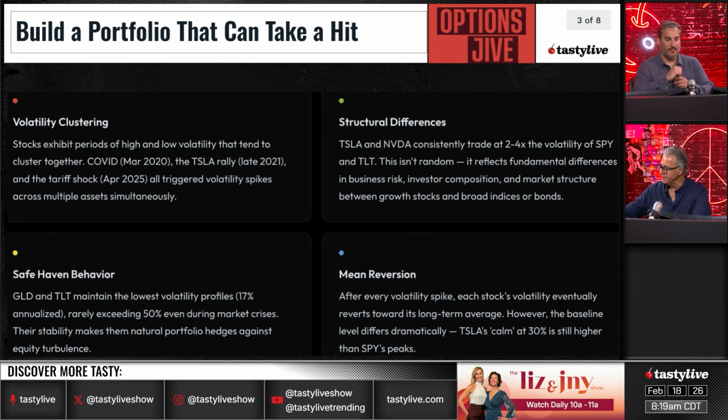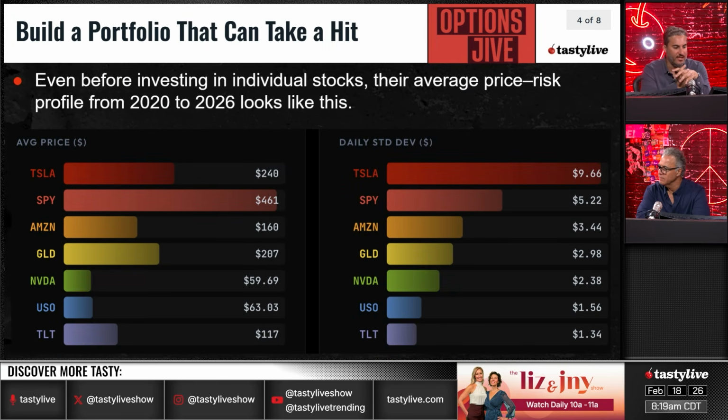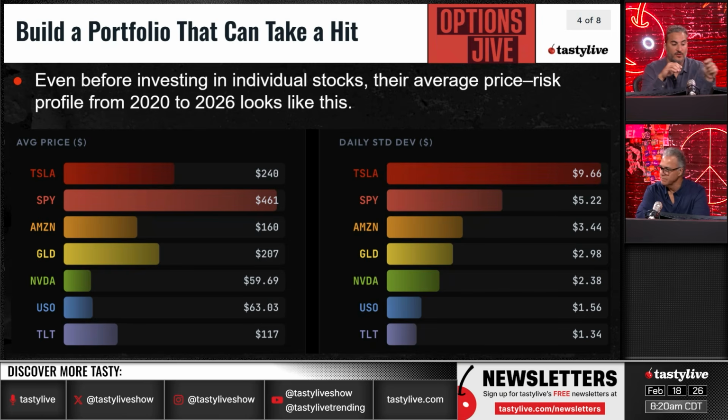So talking about just kind of their risk profiles on these stocks. Even before investing in individual stocks, their average price risk profile from 2020 to 2026 looks like this. So we took the daily standard deviation of price, and obviously with higher volatility, you're going to have bigger moves in both directions. This just comes with the territory. SPY has had some huge moves here, but something like Tesla is much more volatile.